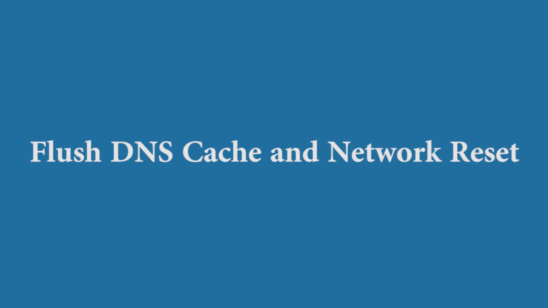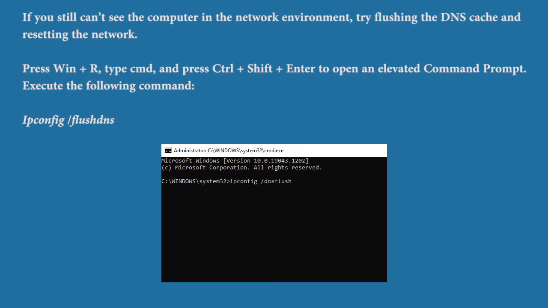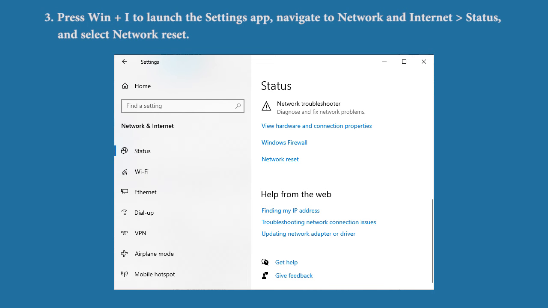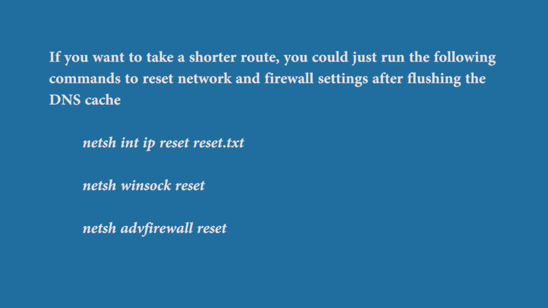Flush DNS cache and network reset. If you still can't see the computer in the network environment, try flushing the DNS cache and resetting the network. Press Win+R, type cmd, and press Ctrl+Shift+Enter to open an elevated command prompt. Execute the following command. Press Win+I to launch the Settings app, navigate to Network and Internet, Status, and select Network reset. If you want to take a shorter route, you could just run the following commands to reset network and firewall settings after flushing the DNS cache.